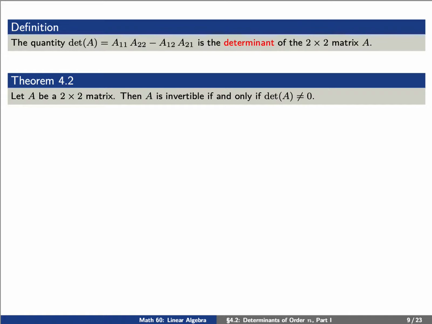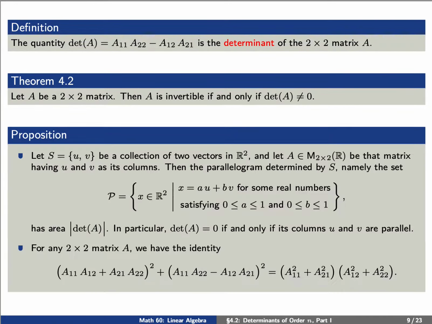Recall that one of the main properties is as follows. A 2 by 2 matrix is invertible if and only if its determinant is non-zero. There's also a geometric interpretation.